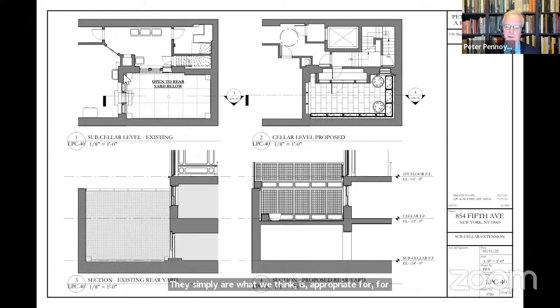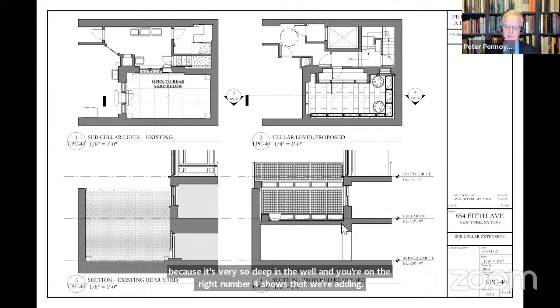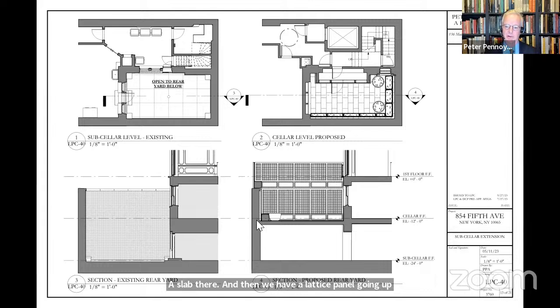This is that courtyard that no one will ever see because it's buried so deep in the well. And on the right, number 4 shows that we're adding a slab there. And then we have a lattice panel going up, and that will be with planters, and that will be all green. Next.